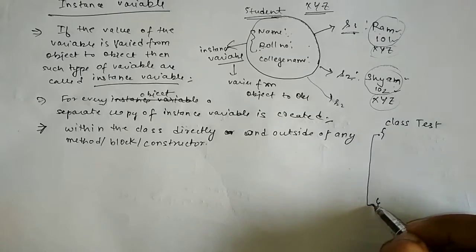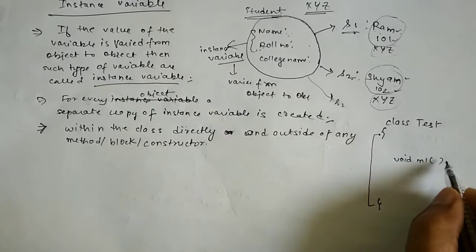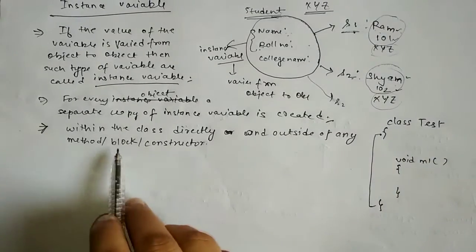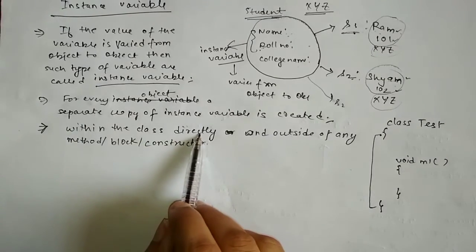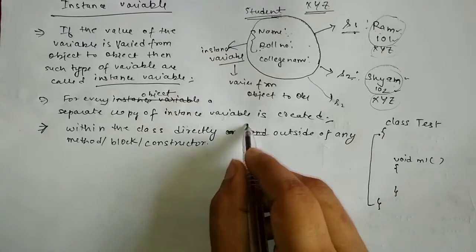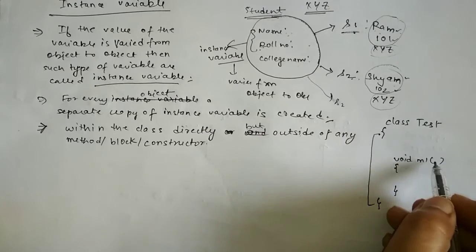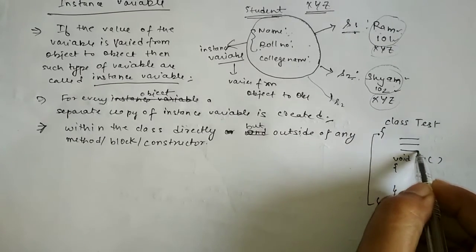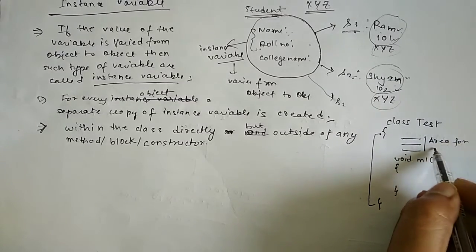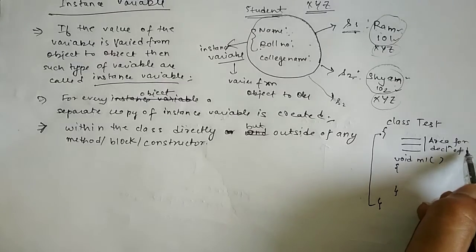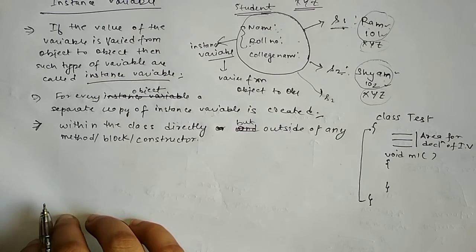Now suppose we have a method void m1. Where can the instance variable be declared? The instance variable can be declared directly within the class, but outside of any method, block, or constructor. So outside of this method we can declare the instance variable over here. This is the area for declaration of instance variables.